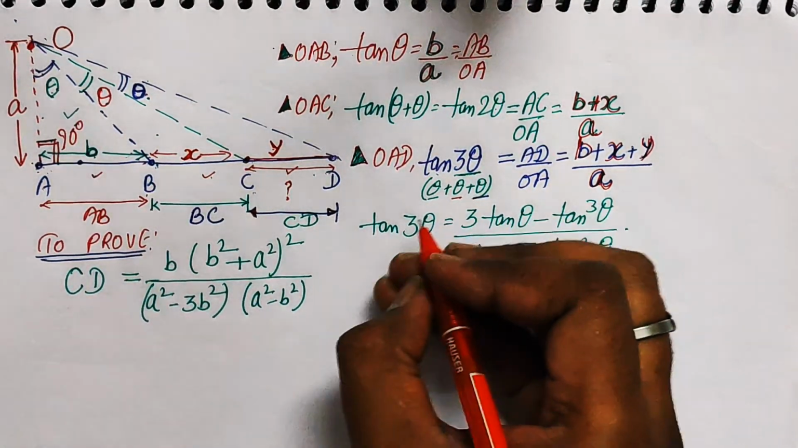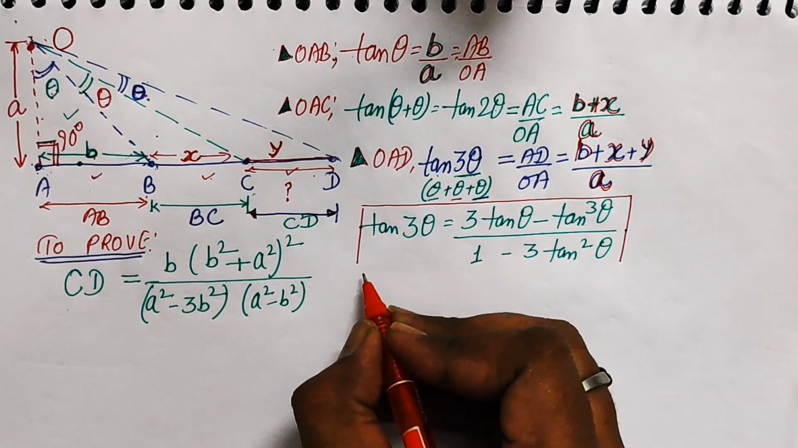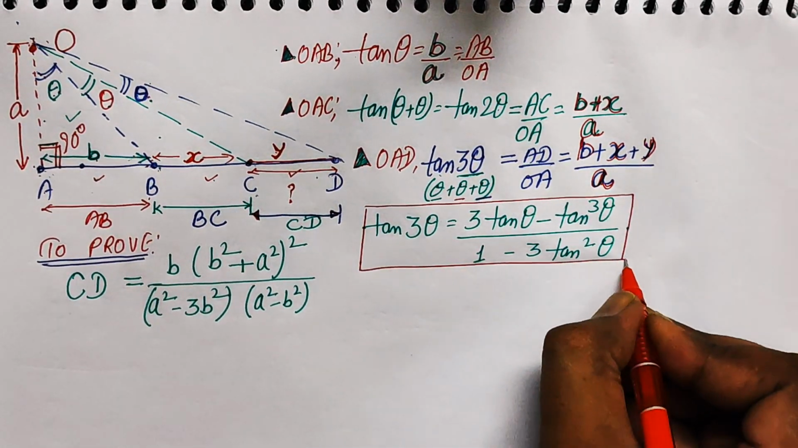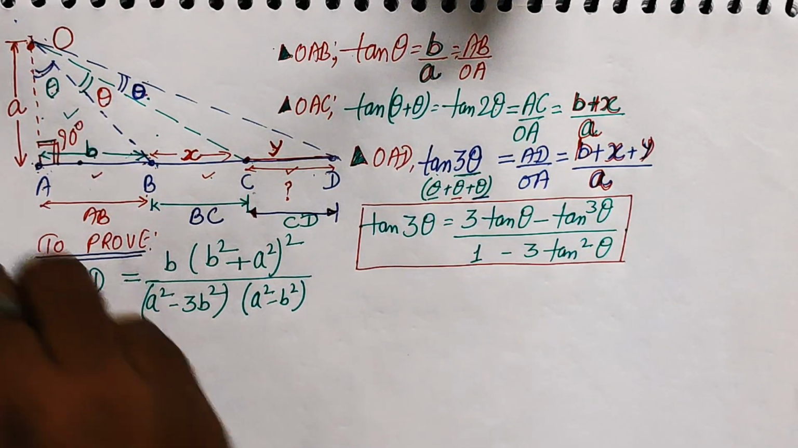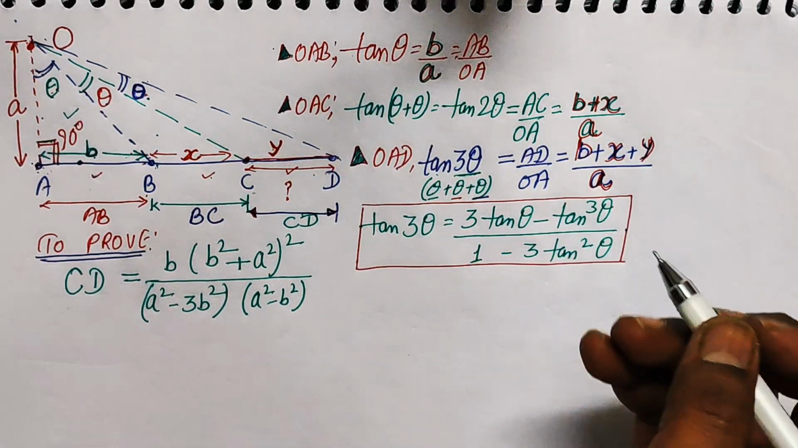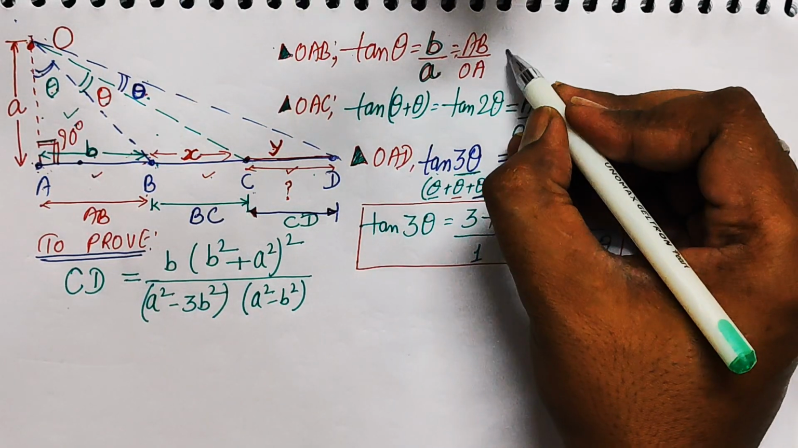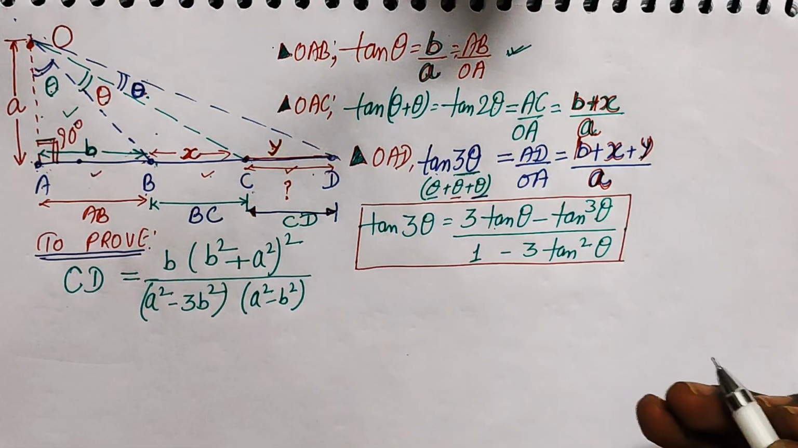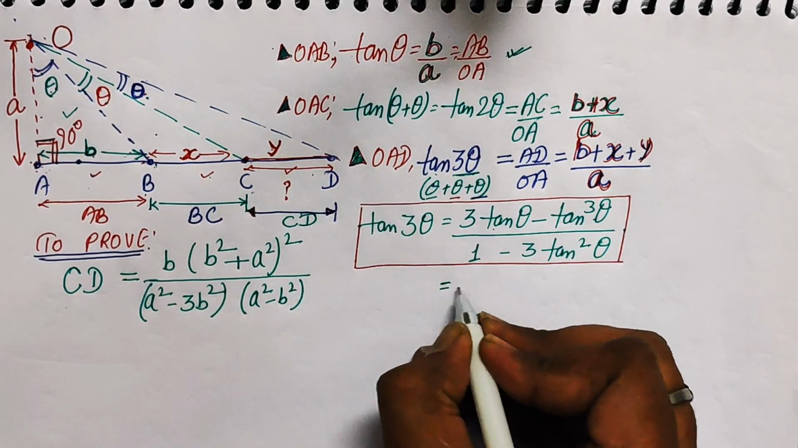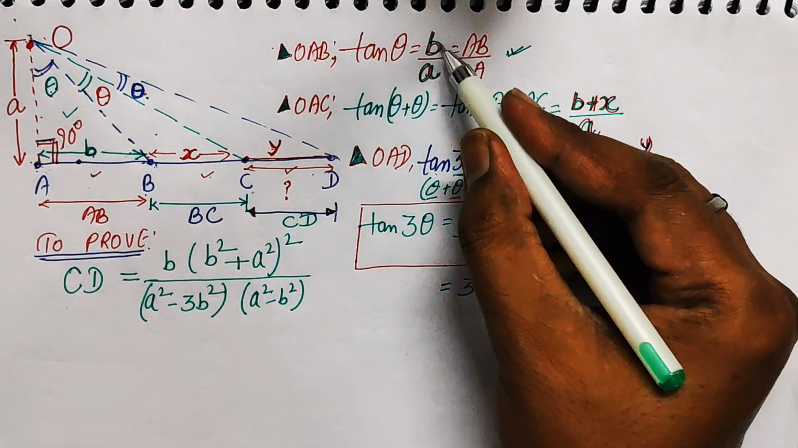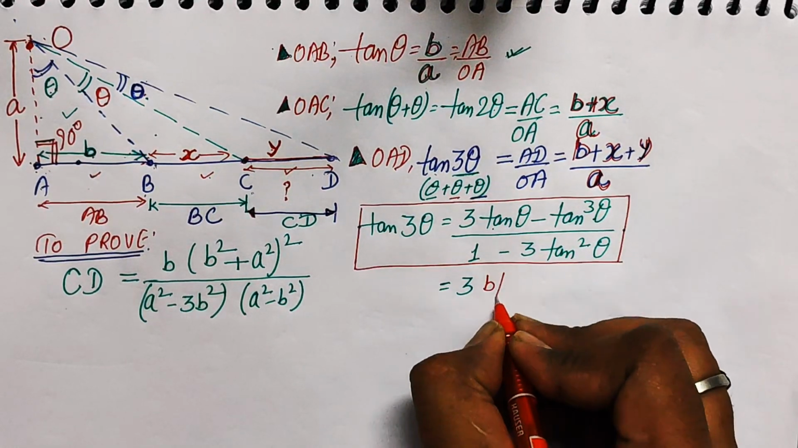This is a formula which I am taking. That is tan 3 theta equal to 3 tan theta minus tan cube theta divided by 1 minus 3 tan square theta, right? Now, in place of all this tan theta, put up the values. We know the value of tan theta is equal to b by a from here, right? So just put this value. In place of tan theta, we put the value b by a, right?